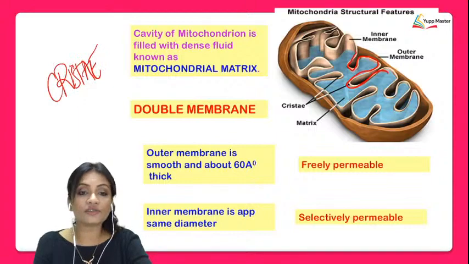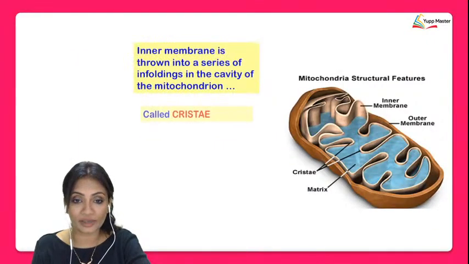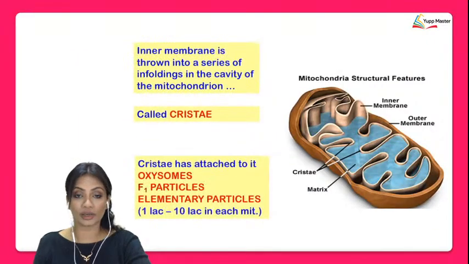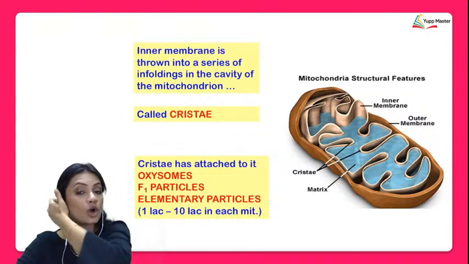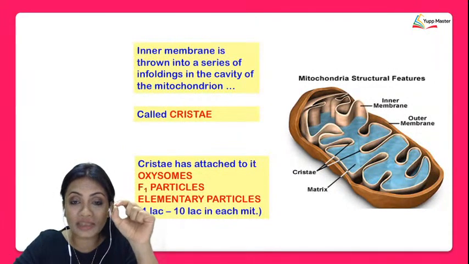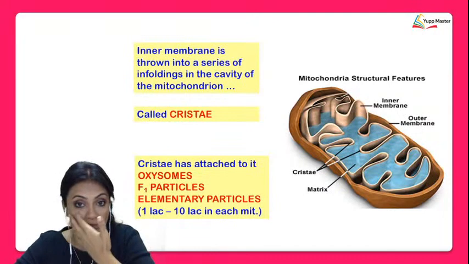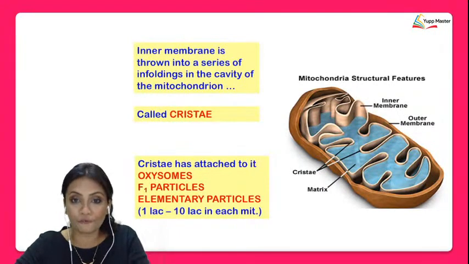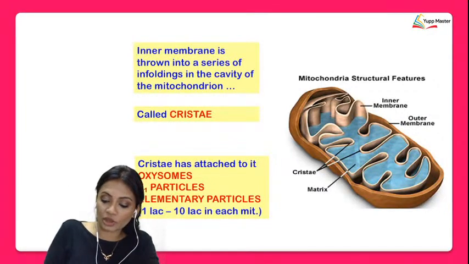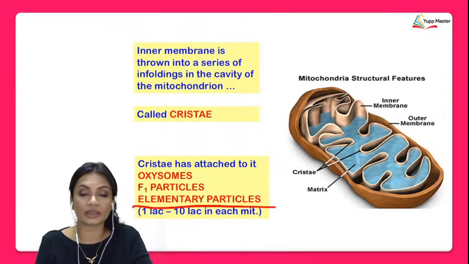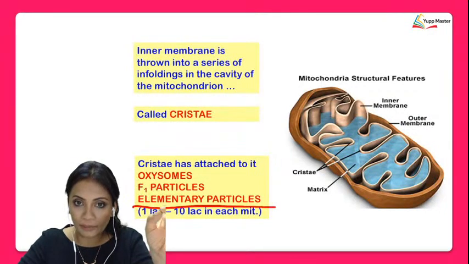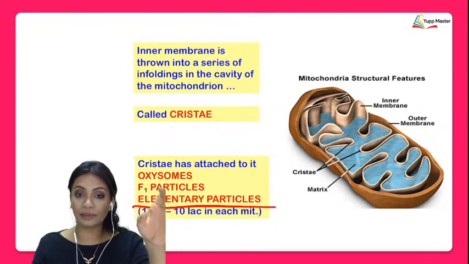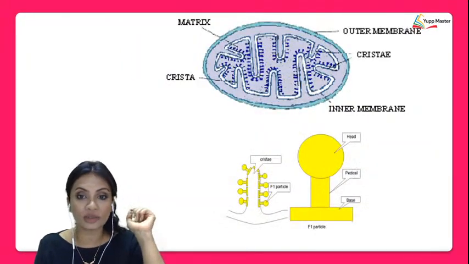Okay, now these folds are actually going to have certain substances attached to them. Those are small substances called the oxysomes. You can call them oxysomes, or F1 particles, or elementary particles. Oxysomes, F1 particles, or elementary particles. Let's see how that oxysome looks.